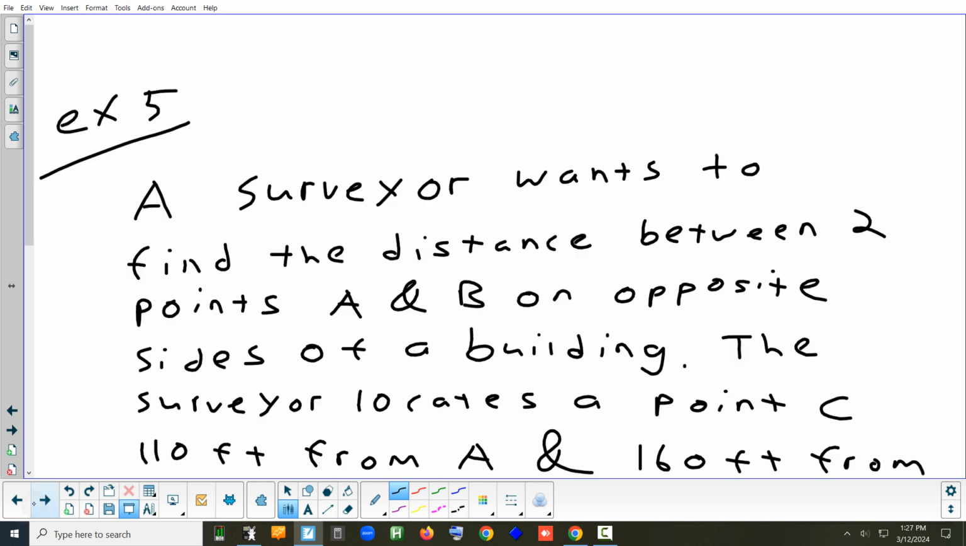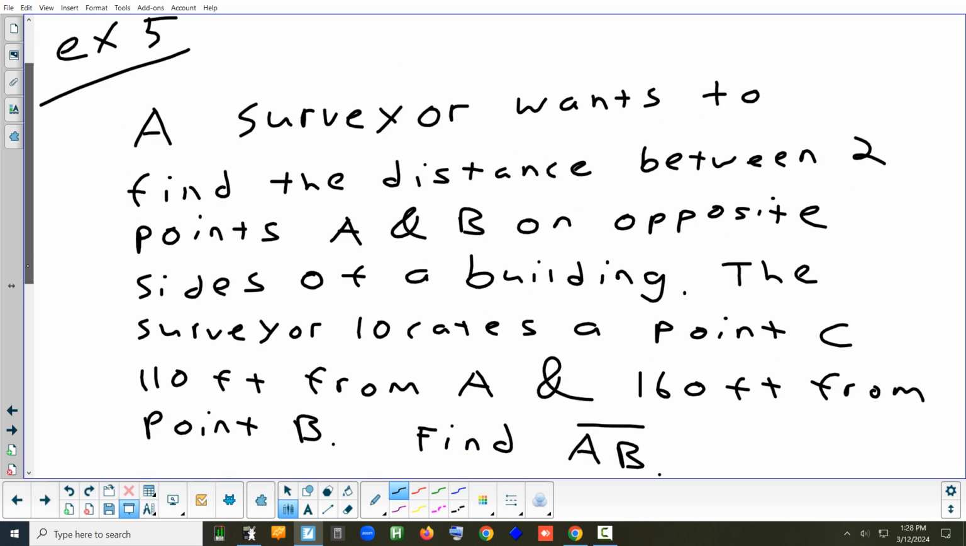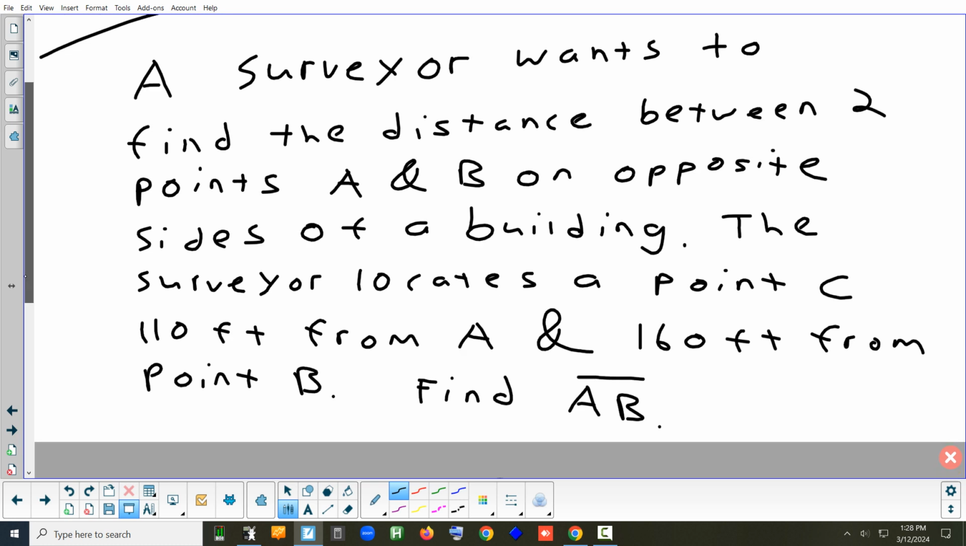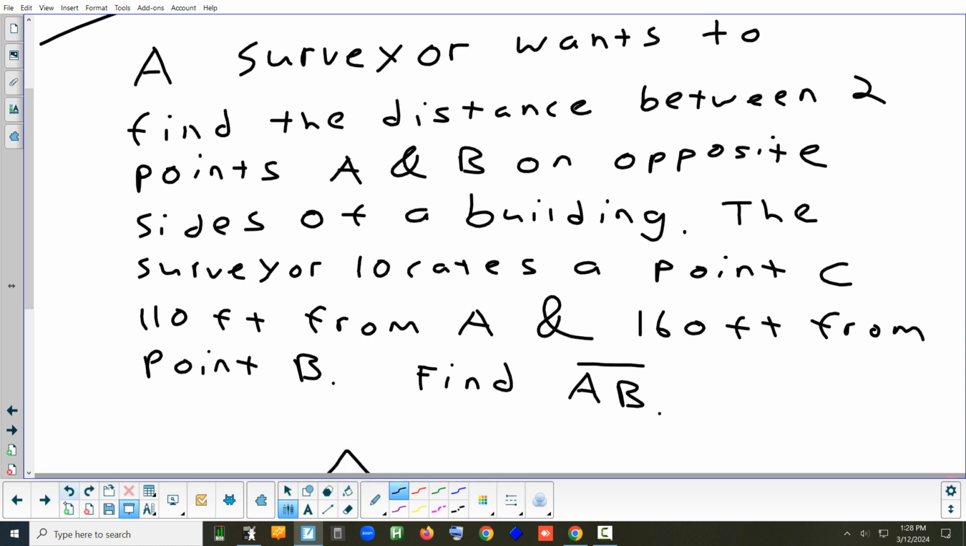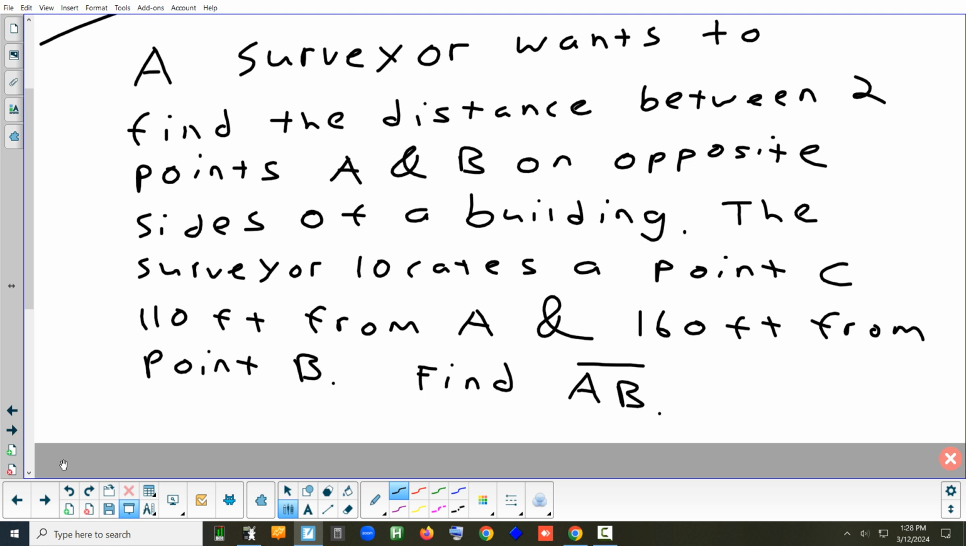All right, let's look at this one. This one says that we have a surveyor that wants to find the distance between 2 points on opposite sides of a building. They're going to give us a diagram here to help us. Basically, you're going to have a building, and then 2 points on each side of it. You could think of the building as a river, so maybe it would be hard to measure across it for whatever reason. But you've got something in the middle that's blocking you from directly measuring straight across.